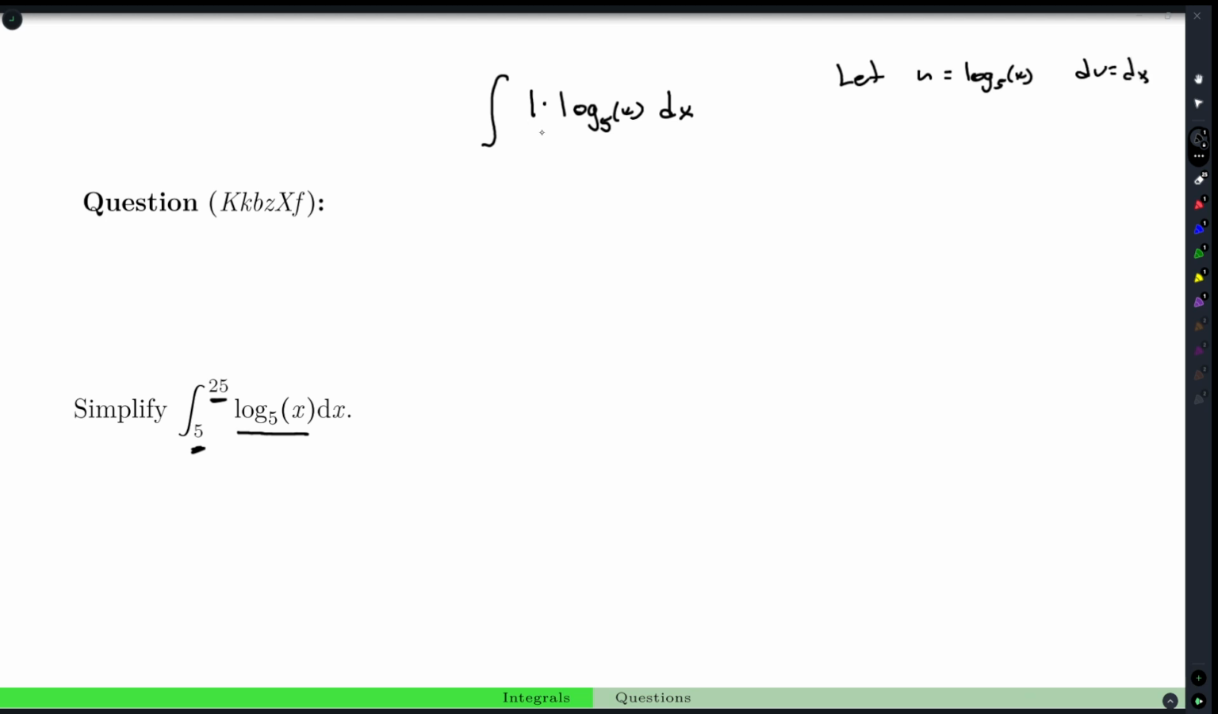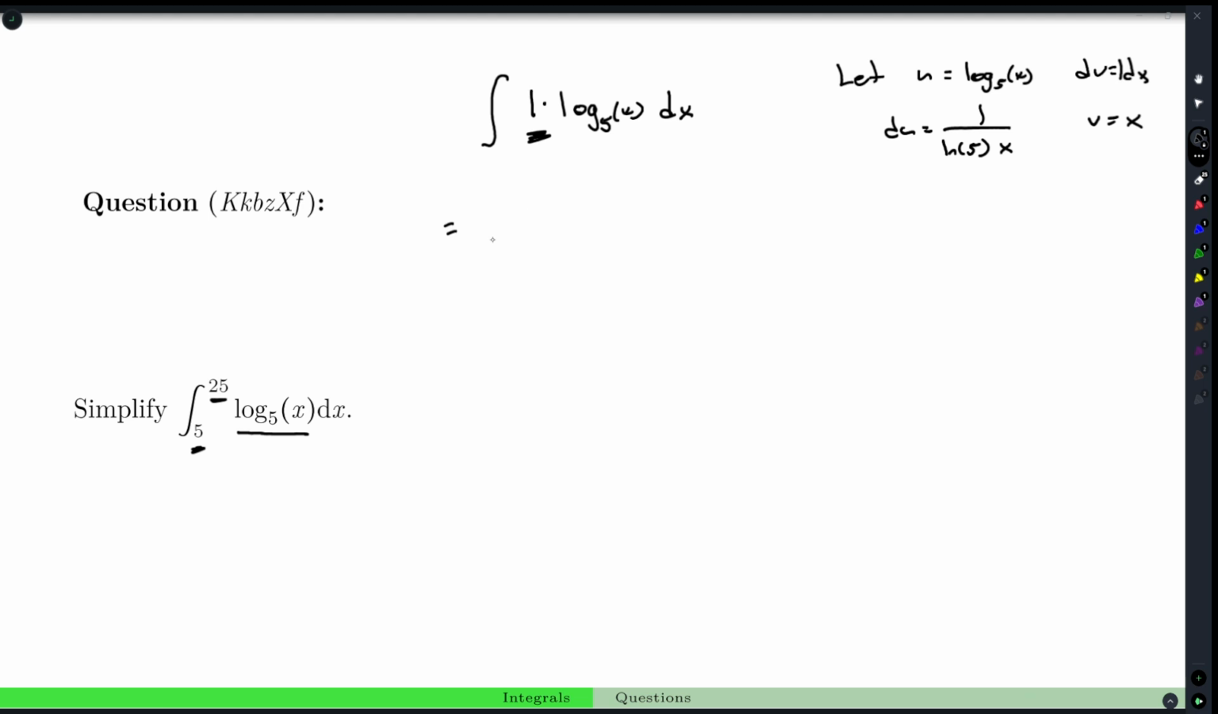You don't really need this 1 here, it's just sort of symbolic that, yes, we do have 2 functions we're working with. Okay? And then, so what's the du? What's the derivative of log base 5 of x? And we think, and we think, and say, oh, do I remember that? Yeah, it's 1 over ln 5 times x. And then, what's the antiderivative of 1? Just x. So now we're ready to switch things up.